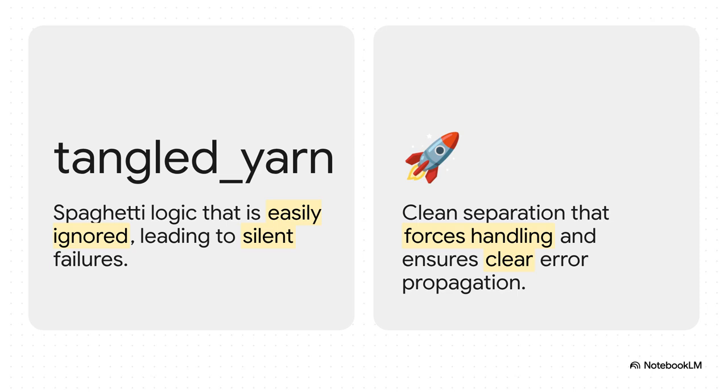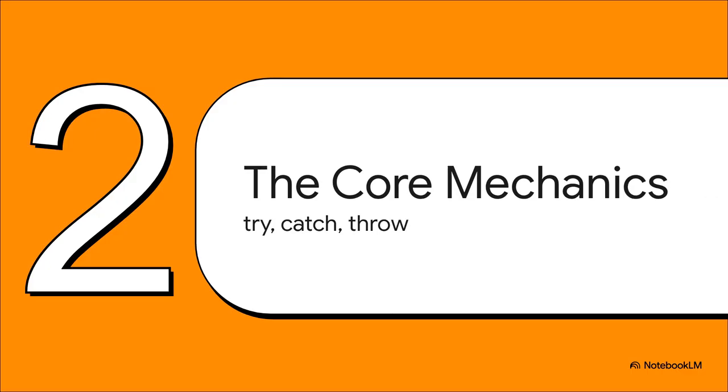Think of your main code as a clean highway. Exceptions are the well-marked, unmissable exit ramps for when things go wrong. You can't ignore them. They force the code that called your function to deal with the problem, making sure that errors are clearly passed up the chain until somebody handles them. So, the whole system of exception handling in C++ really comes down to three key players: try, catch, and throw.